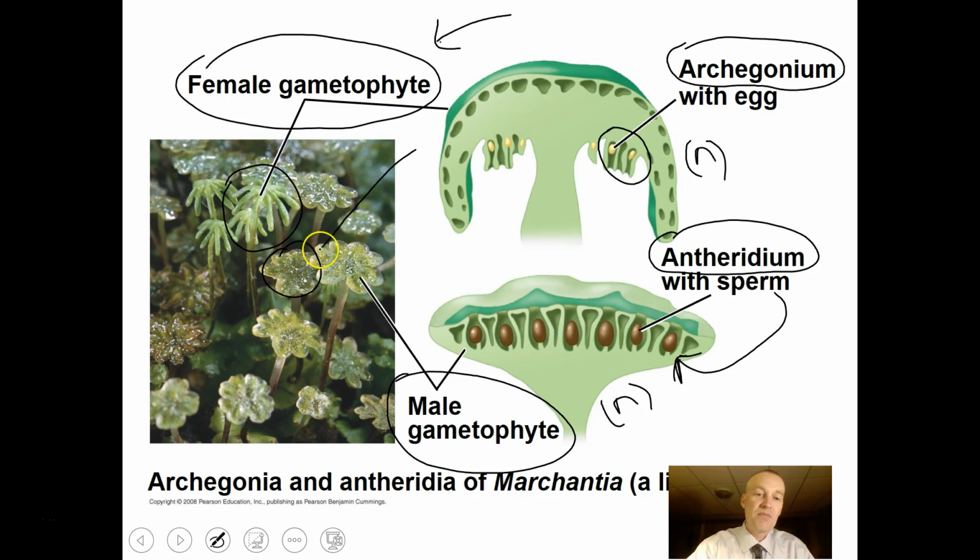So when a raindrop comes in and splashes, it splashes the sperm to the underside, so the sperm only have a short distance to actually swim. Now, these do have flagellated sperm, so they do still have to swim to the egg.